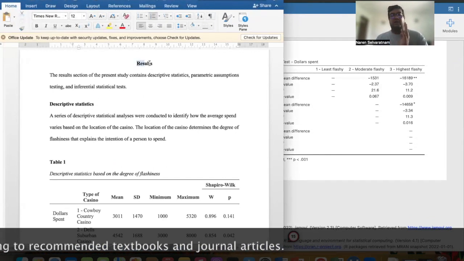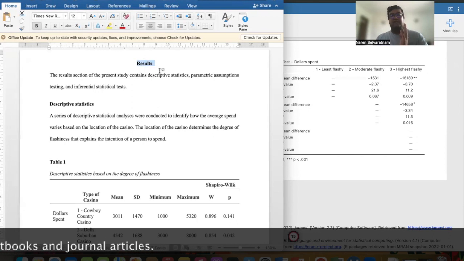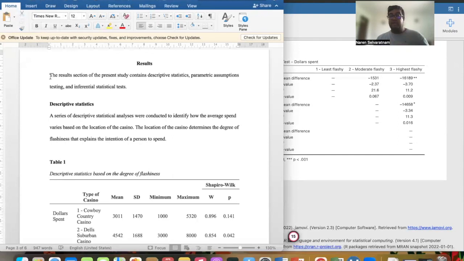If you follow the APA format, we need to first have the section named Results. And then here I have given a bit of an introduction. The results section of the present study contains descriptive statistics, parametric assumptions testing, and inferential statistical tests. If you need, you can give a bit more introduction as well, but I assume that you can give introductions in your first few chapters, like the introduction. You can write a literature review, and you have a method as well, so you don't need to repeat everything in every section. So I'm going to start with descriptive statistics.